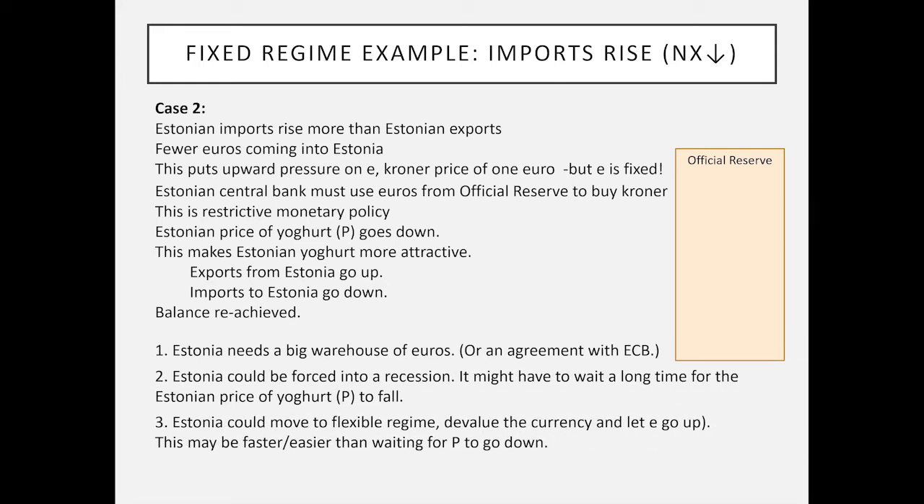Some points to consider about this case too. In order to maintain a situation where imports are rising, Estonia would need a large warehouse of euros, and it might be useful to have an agreement with the European Central Bank in advance, so that if their official reserves were being depleted, the Estonian Central Bank could appeal for a loan from the European Central Bank. The other thing is that, by applying a restrictive monetary policy, the small country could be forced into a recession.